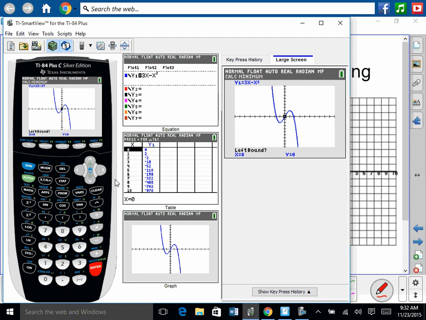Now this part is where a lot of you just think you can randomly scroll around and push enter. You can't.